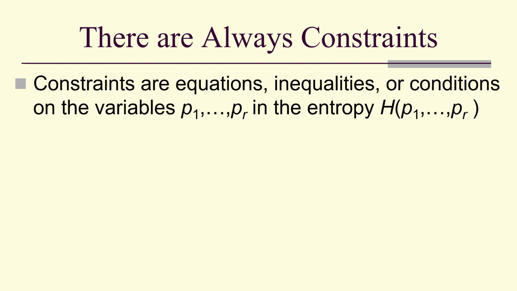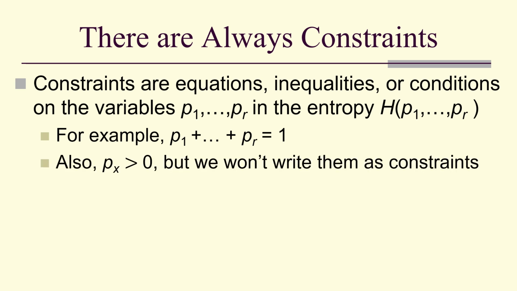There are always constraints. Constraints are equations, inequalities, or other conditions on the variables in the entropy. For example, the variables are constrained to sum to 1. Also, they're constrained to be greater than 0, but we typically don't use these as constraints, for reasons we'll see later.